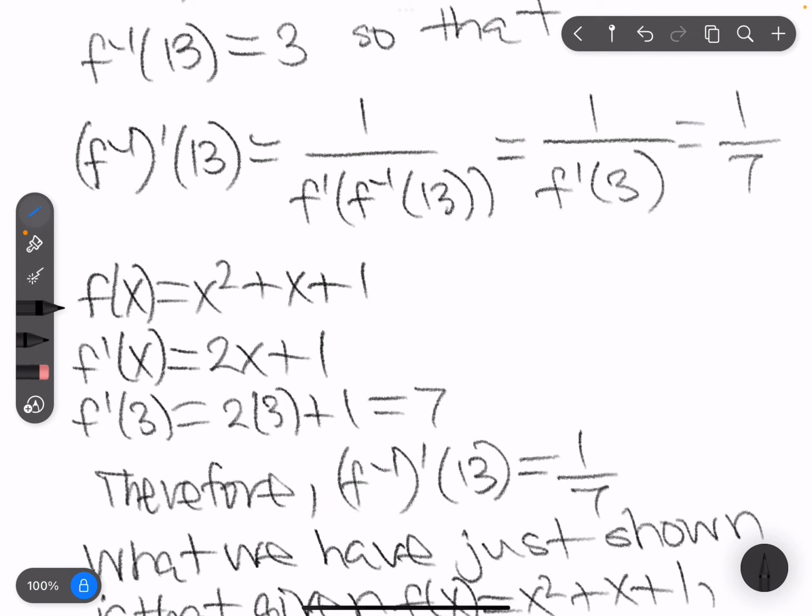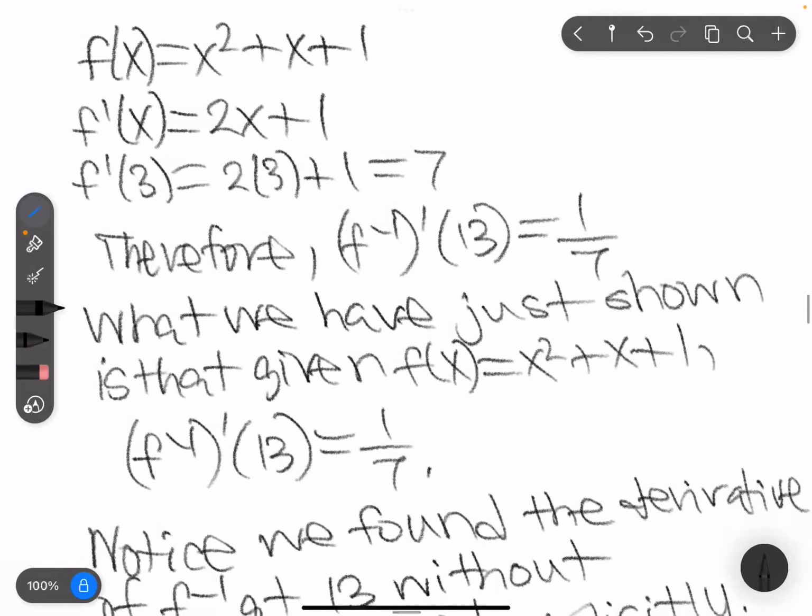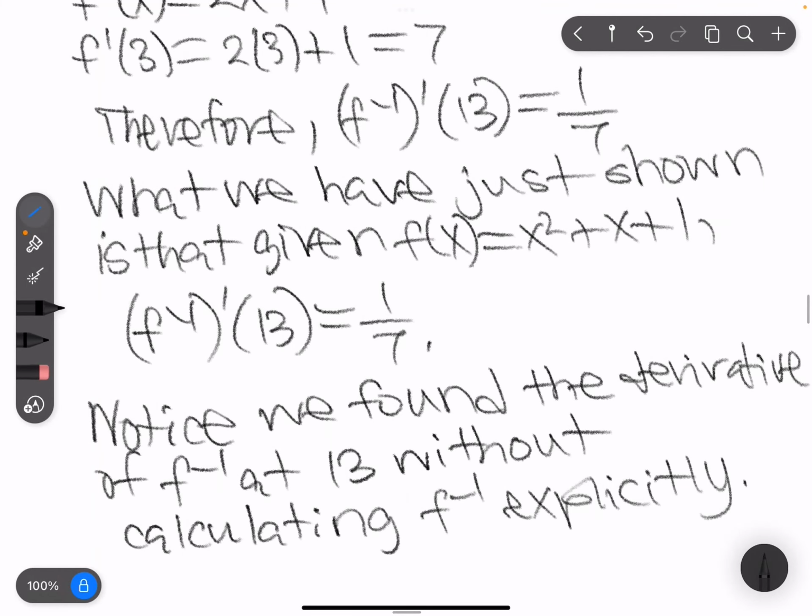Therefore, the derivative of f inverse at 13 is 1/7. So what we have just shown is that given f of x equals x squared plus x plus 1, we have the derivative of f inverse at 13 is 1/7. Notice we found the derivative of the inverse function at 13 without calculating f inverse explicitly. This is very interesting and very useful.